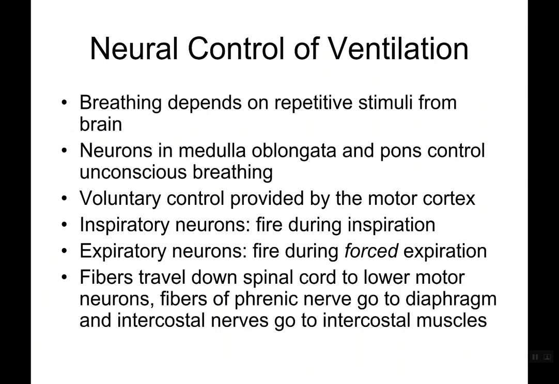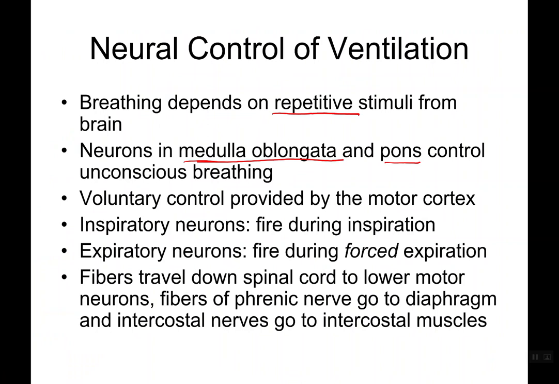Neural control of ventilation is reliant on repetitive stimuli from the brain. I'm going to underline repetitive because, from the time you emerge from your mom and take your first breath, you breathe pretty constantly throughout your entire life, barring any accidents. Your brain is constantly pinging your respiratory muscles to cause you to inflate your lungs. Those neurons occur in populations in the medulla oblongata and the pons, and those are responsible for controlling unconscious breathing.